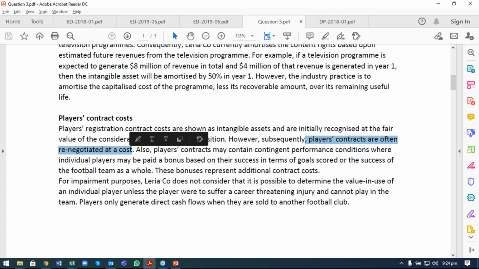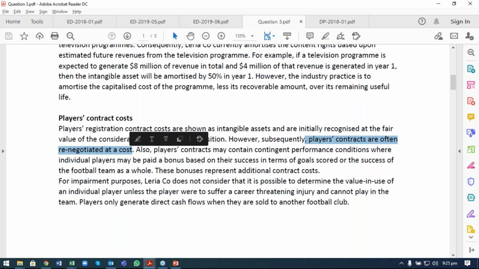But if it is highly probable that you have to renegotiate the cost, and it will give you a more faithful representation of the item within the financial statements, then you have to provide that cost immediately as of now, because it's going to be your obligation in the near future under IAS 37, provisions and contingent assets and liabilities. You have to recognize this within your books of accounts. Is it clear to everyone?